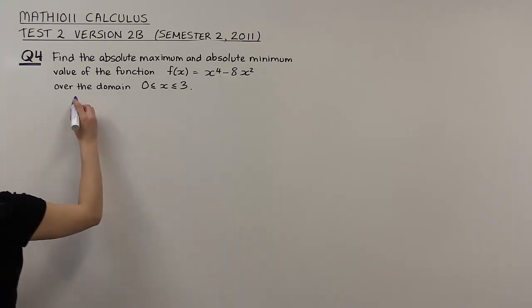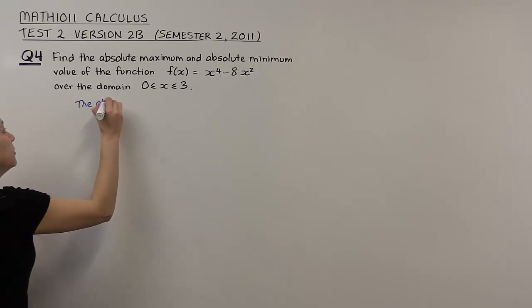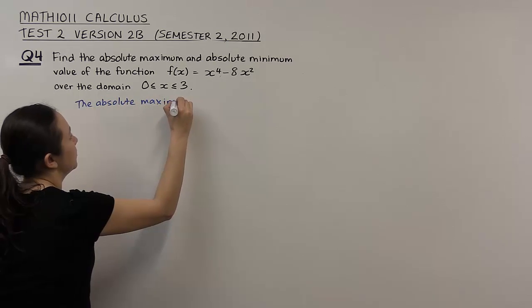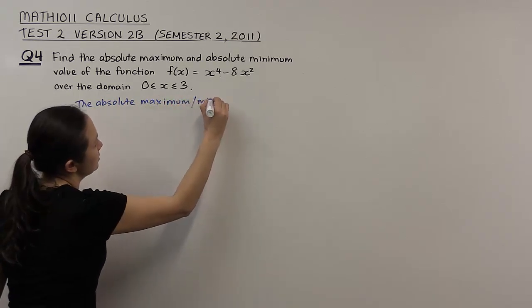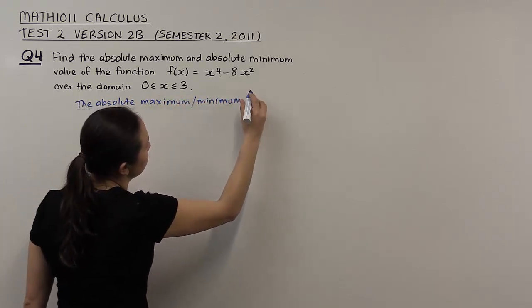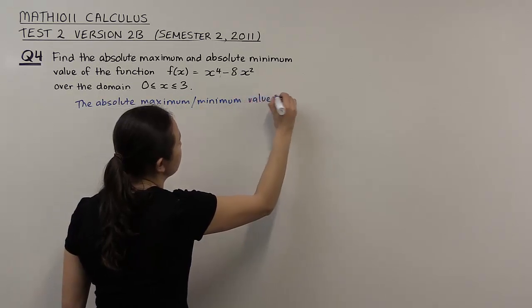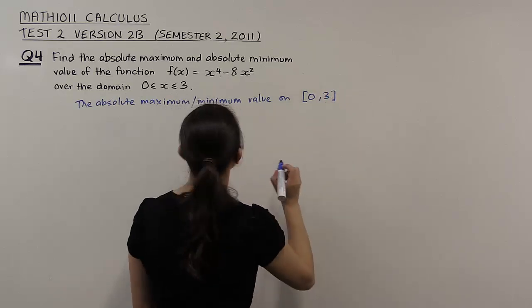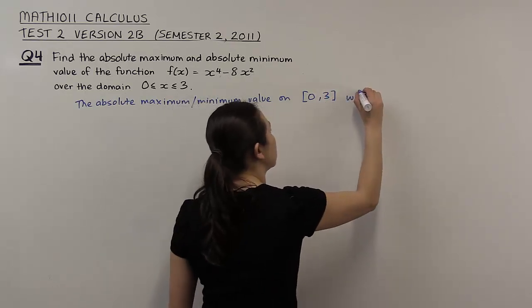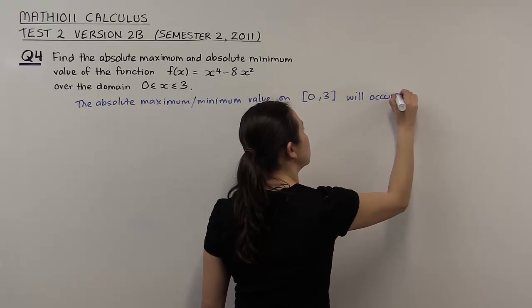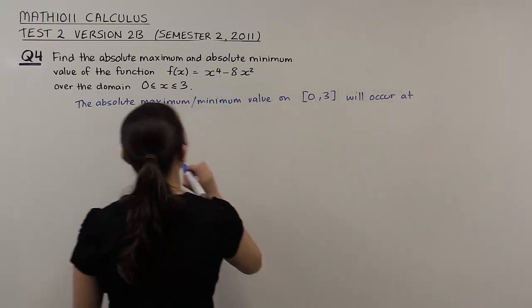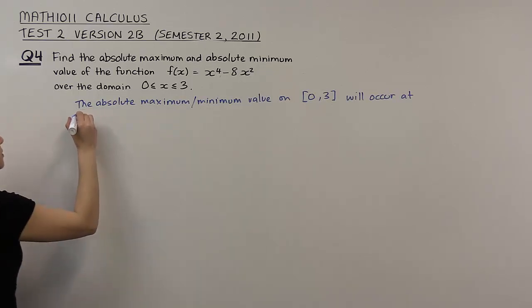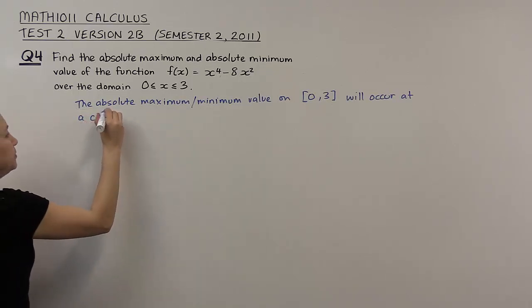So the absolute maximum and minimum values on this closed interval from 0 to 3 will occur at a critical point.